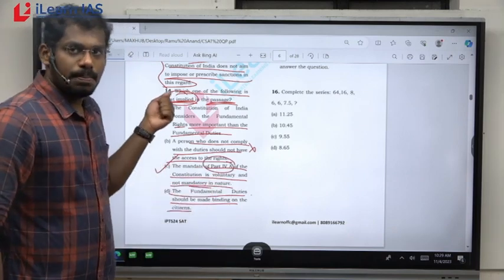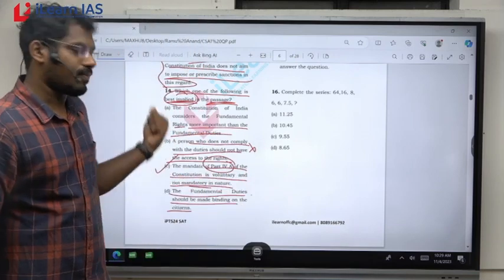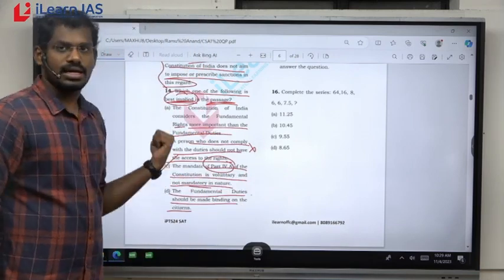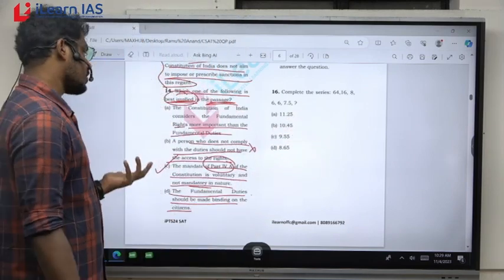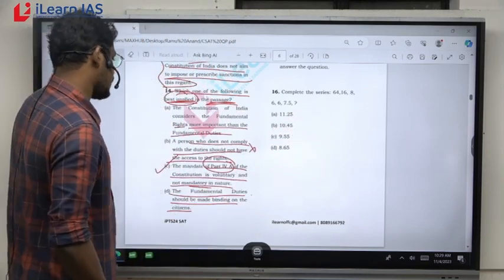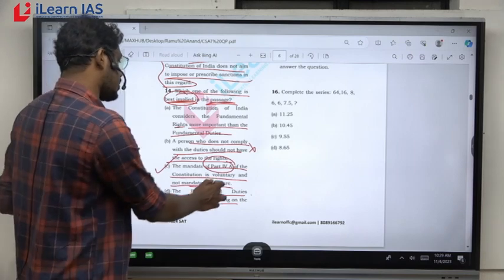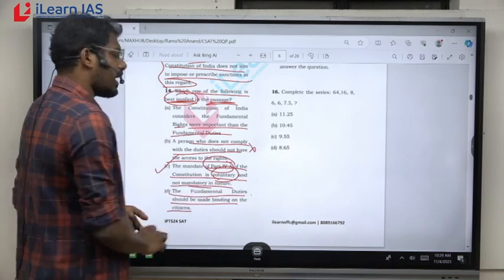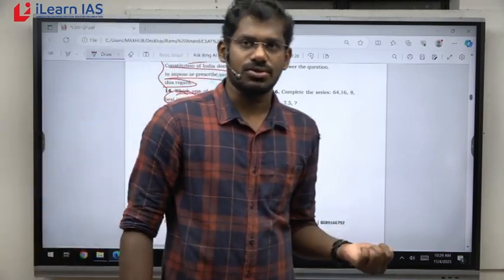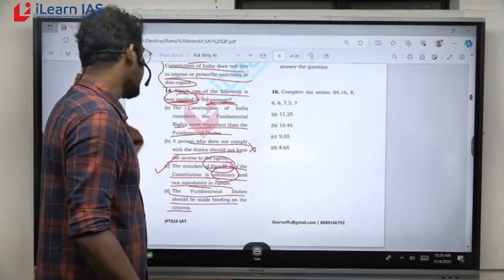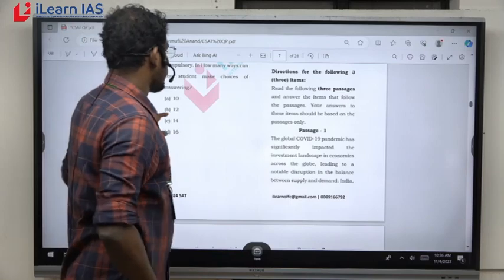Because Part 3, that is fundamental rights, is enforced by the Constitution itself. But unfortunately, Part 4A, that is fundamental duties, is not enforced by the Constitution. So the passage clearly says Part 4A of the Constitution is voluntary and not mandatory in nature. That is why it is not enforced by the Constitution. So the most probable answer is option C for question number 14. Okay, let's move on to the next question.